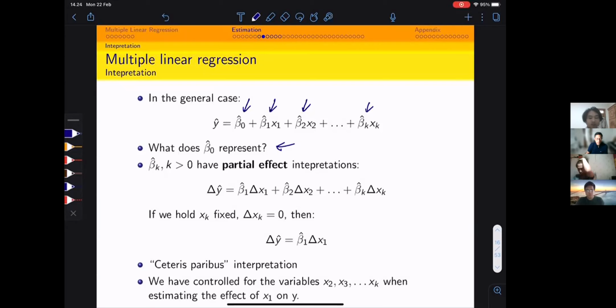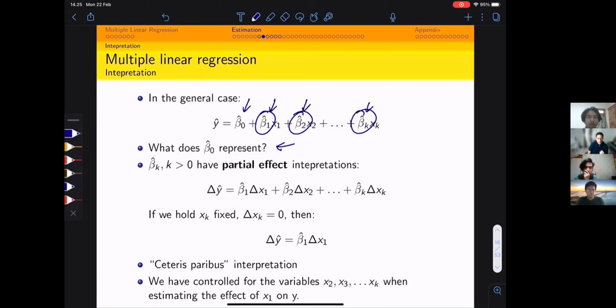Now again, in many regressions, we do not really pay attention to beta zero hat. It doesn't mean that it's not useful. It has to be included in the model, but in general, we don't interpret beta zero. What we're interested in is actually beta one hat, beta two hat, and then beta k hat. So let's start with beta one hat, beta two hat, and so on.